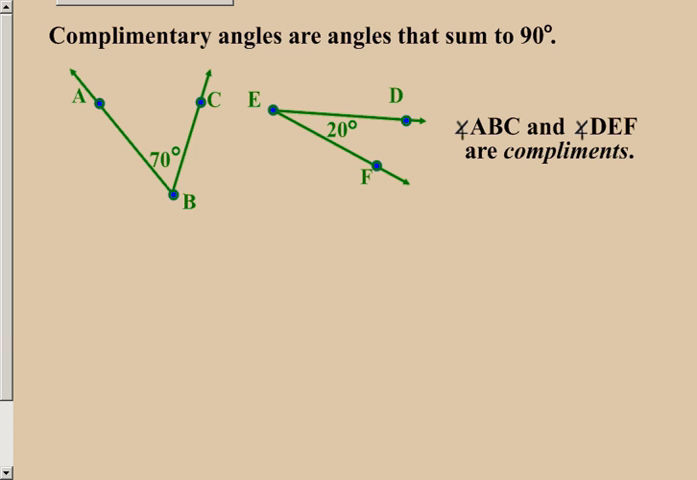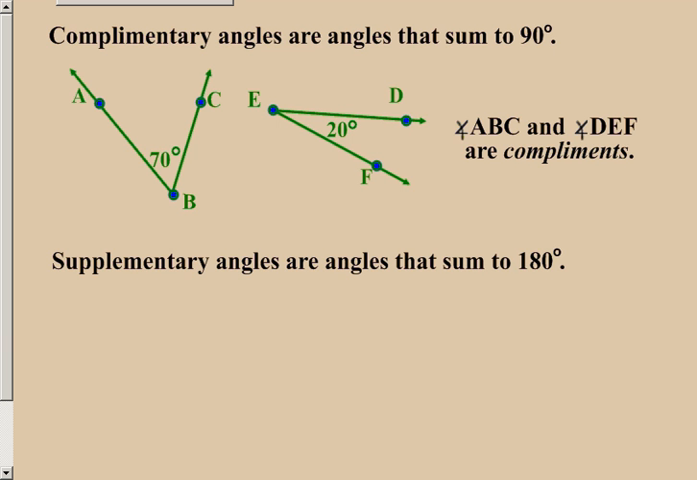Since we have 2 angles here, angle ABC and angle DEF, remember that when you are naming angles, you must list the vertex in the second position. That's the B and the E in these cases. And we would say that these are complements of each other because they do sum to 90 degrees.